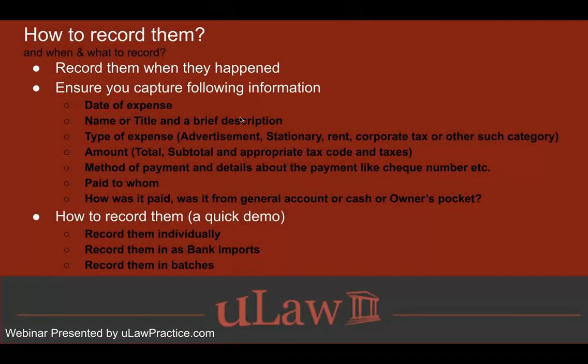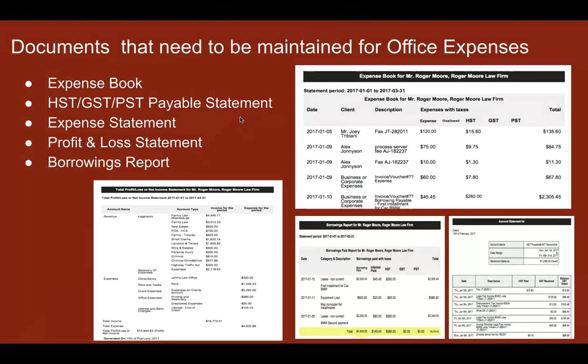And the next one here talks about what documents need to be maintained for an office expense. Like we discussed for disbursements, which talks about adding disbursements from trust or general, what types of disbursements are to be added from trust and general, and what kind of documents need to be provided or produced for that.